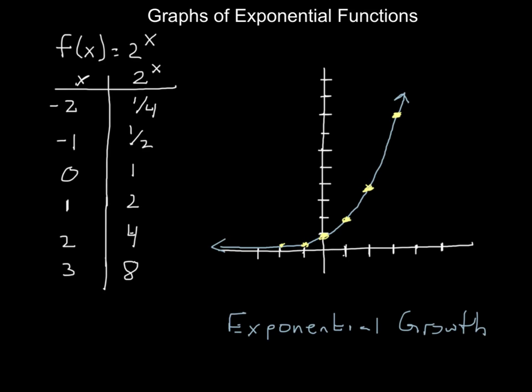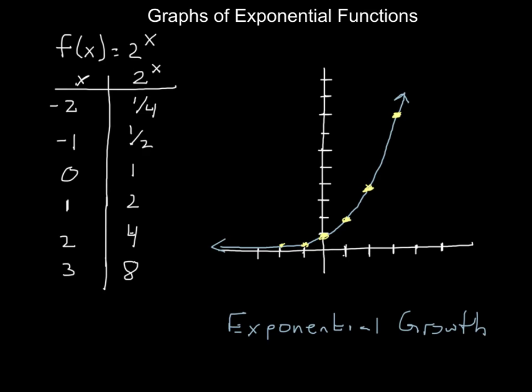Then 0, 1. That is going to be an important point that you have when you're working with an exponential function. Because in an exponential function, whenever I take something to the 0 power, I will get 1. So when we look at the basic exponential function, they are all going to have a y-intercept, and that y-intercept is going to be 1. The next one I have is 1, 2, then 2, 4, and then 3, 8. So I plotted those out.